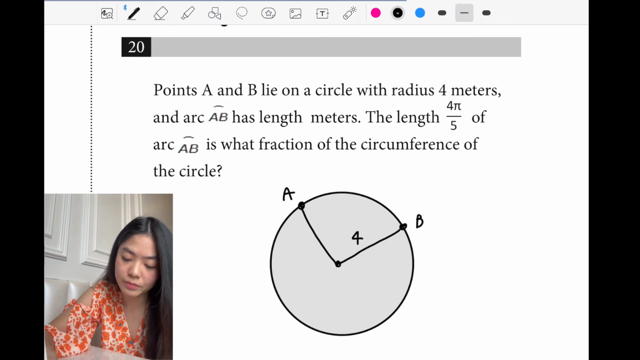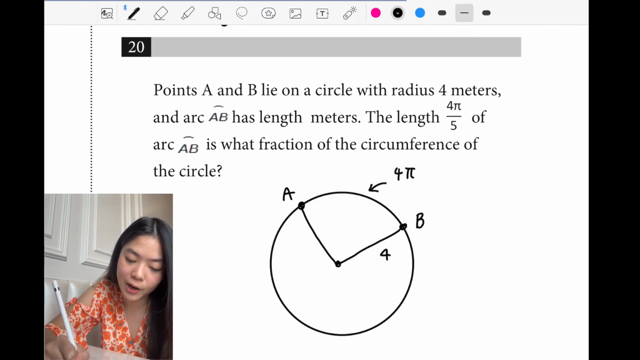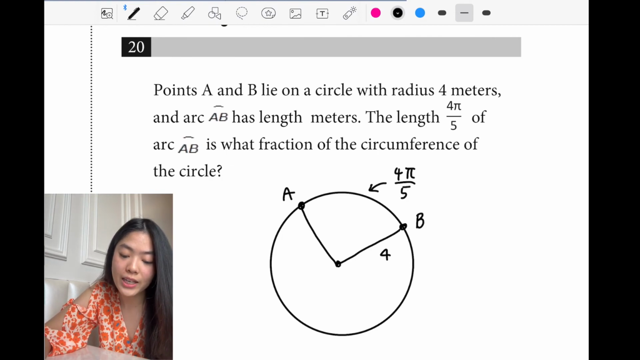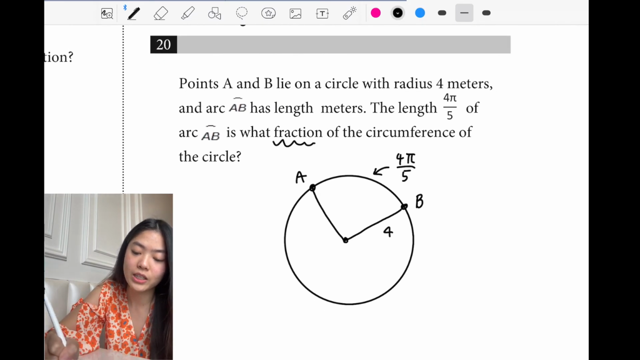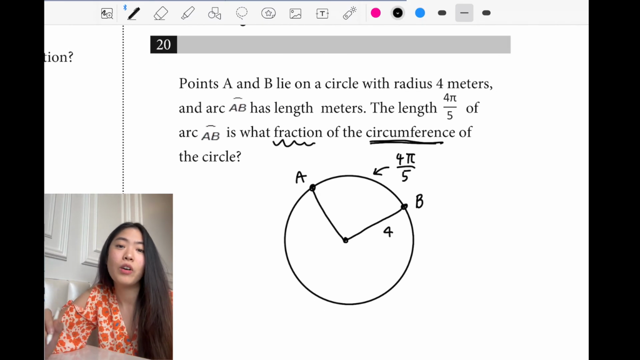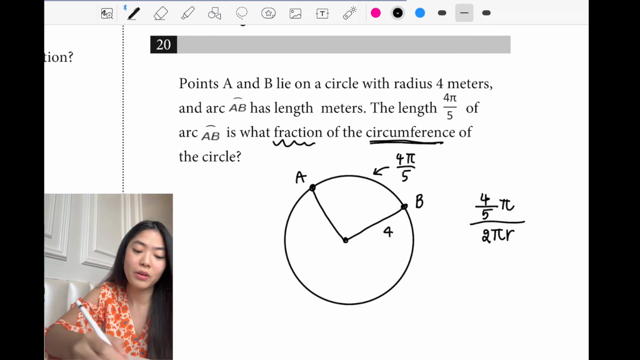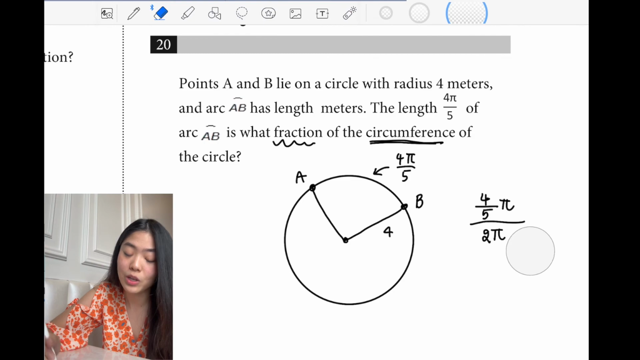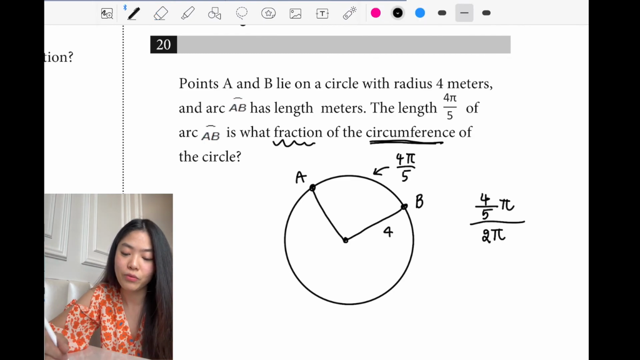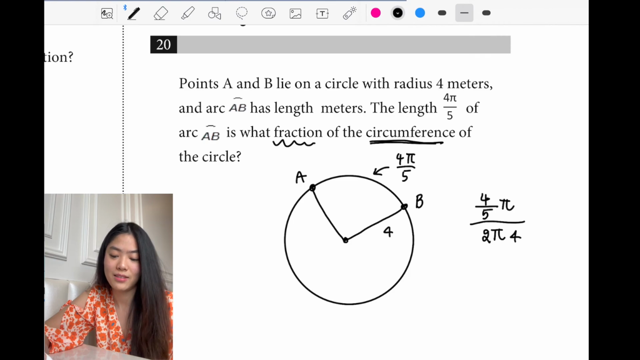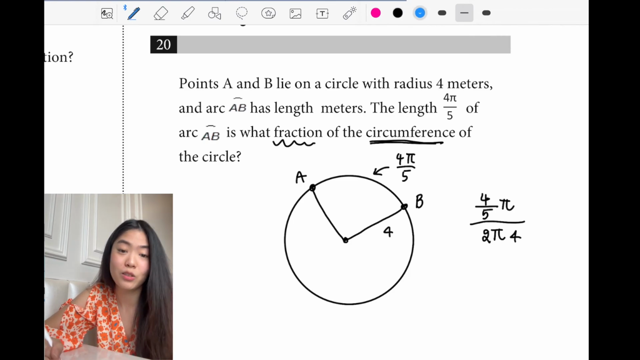Let me indicate it. The radius is 4, and the arc length is 4 pi over 5. What fraction of the circumference of the circle? We want to find what fraction of the circumference this is. The formula for circumference is 2 pi r. So we can do 4 over 5 pi divided by 2 pi r. We already know r is 4 as given, so we can simplify this fraction.